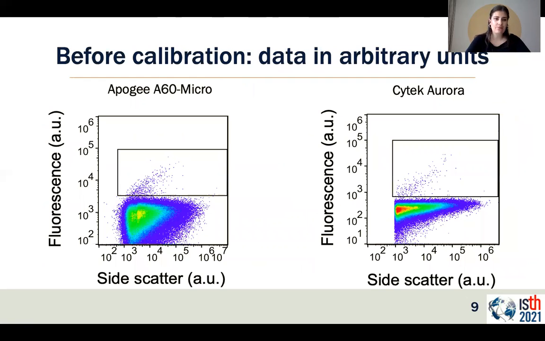I just brought a little example here of one sample, that EV-containing sample, of course, that we measured on two different flow cytometers.